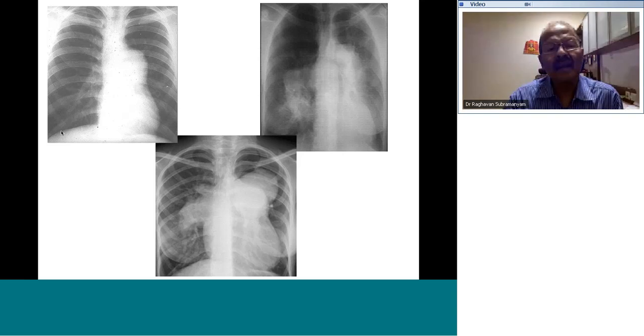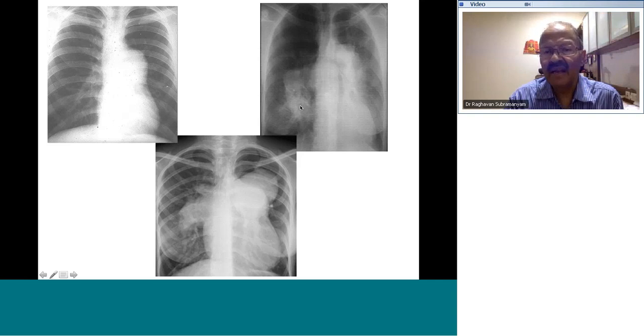Yes. To show you what I mean by peripheral pruning. So what you're seeing is a very, very dilated main pulmonary artery here. You can also see that the hilar artery is big, but once you go beyond the hilar artery, you see very few vessels. There's a marked disparity between the hilar and central artery and the periphery. The same thing is shown here.